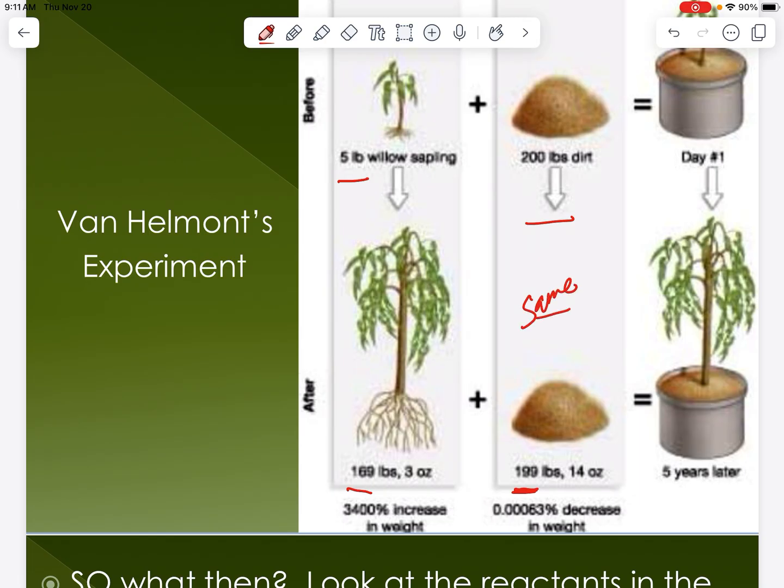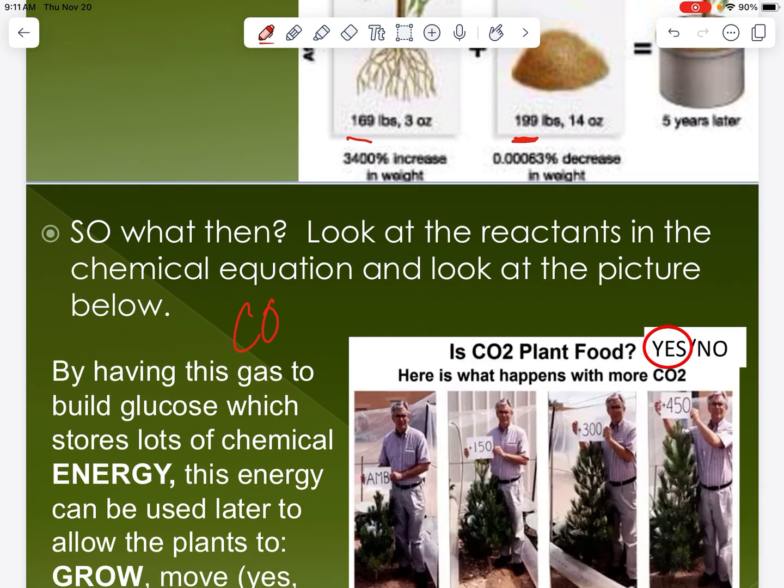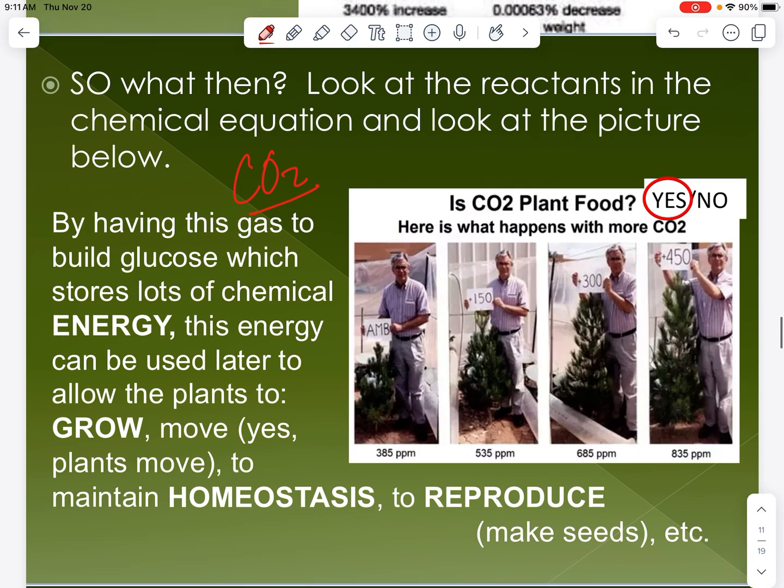And again, there's a slight decrease in weight, but it's almost exactly the same. But look at the size of my plant now. So where did that plant get its mass from? And if you guys said CO2, you were correct. So CO2, believe it or not, that plant consuming that CO2 is the way that tree mass is going to develop its size.